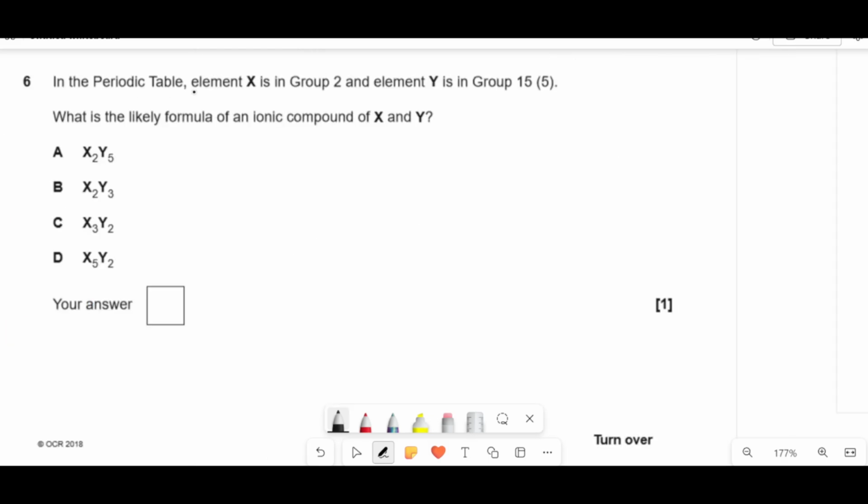These repel. So in the periodic table, element X is in group 2 and element Y is in group 15. What is the likely formula of this? If it's in group 2, you're going to have X 2 plus, and if it's group 15, it's going to be like Y 3 minus, for example, right? So it's whatever fits the bill here. So to match their numbers, you would do times by 3 and times by 2. So you'd have X3Y2, which is C.